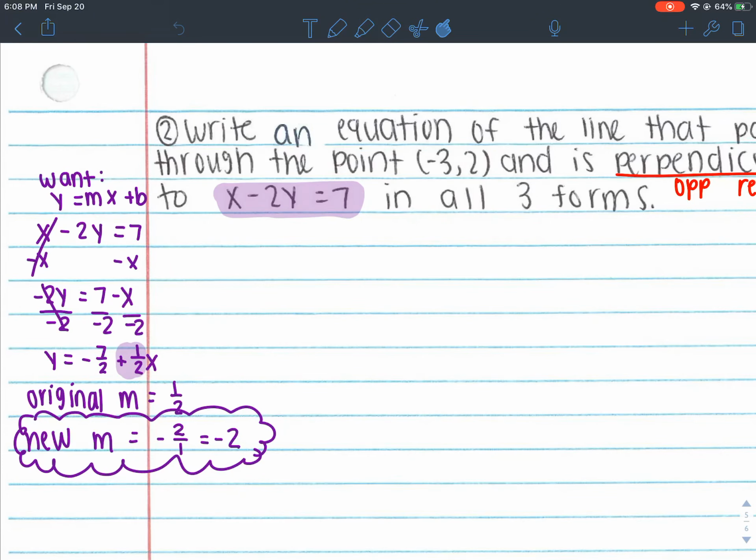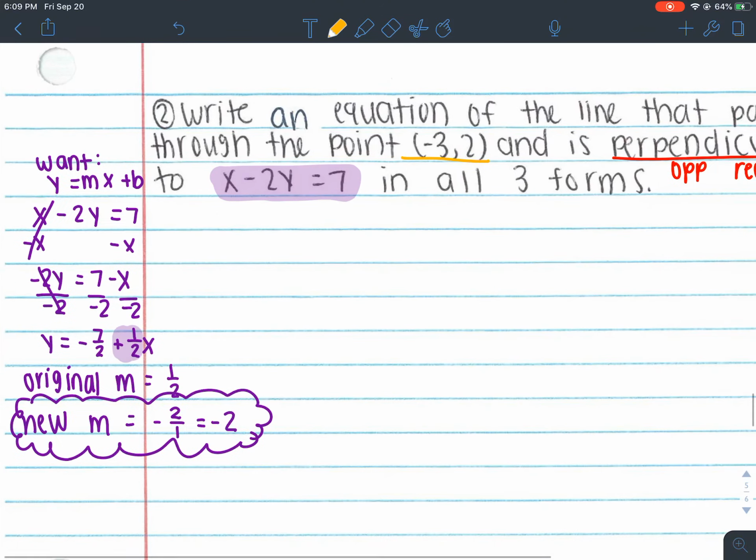Okay, you want to use your new slope. Do not use the old one. If you use the old one, you're making a parallel line because they will have the same slope. So make sure you're doing perpendicular. Okay, now we have a slope, and we always want to start in point slope form. However, I have a point as well, so make sure we talk about our point. Our point here is going to be the point negative 3, 2. And we always want to start in point slope.